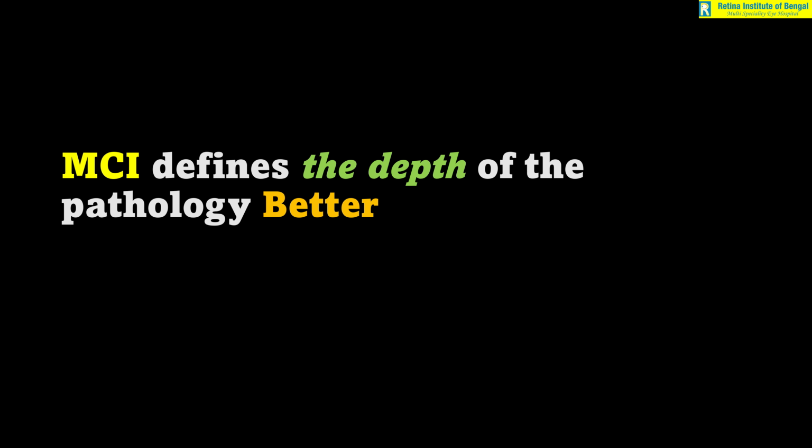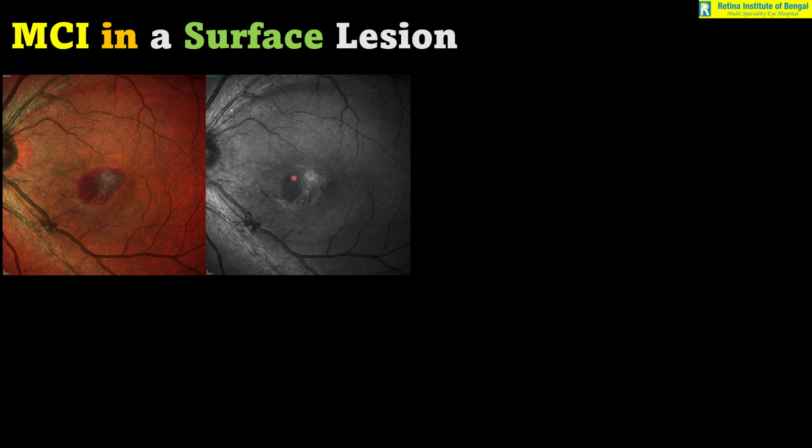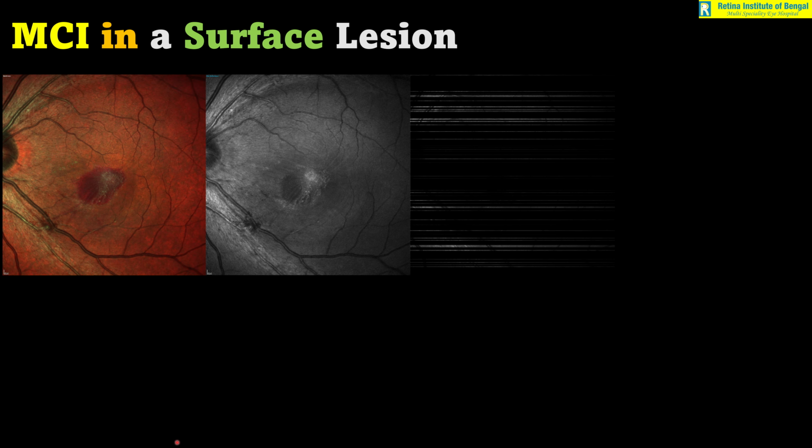So because multicolor imaging helps us define the depth of the pathology better, this can be very useful in the clinics. For example, here is one patient who had a pre-retinal hemorrhage. Now, if we look at the blue reflectance map, you can see that this blood is sub-ILM, and you can see the ILM, internal limiting membrane, stand out clearly in front of the pre-retinal hemorrhage. So this is a sub-ILM prefoveal bleed.